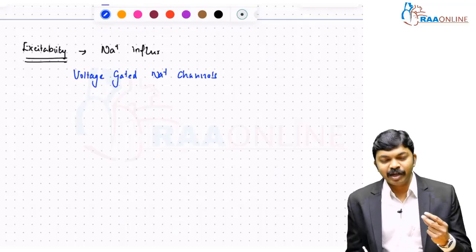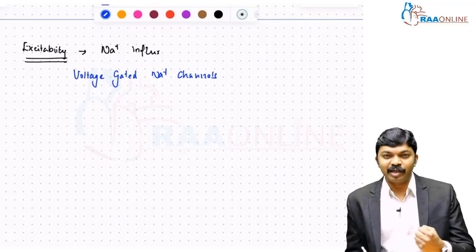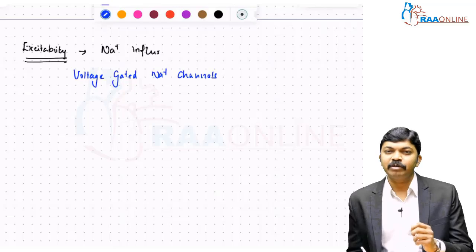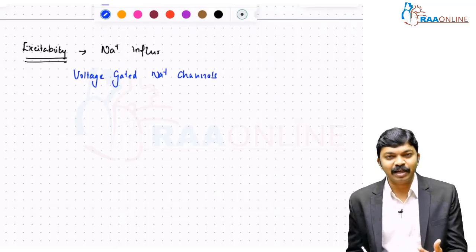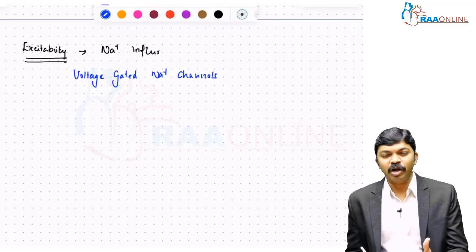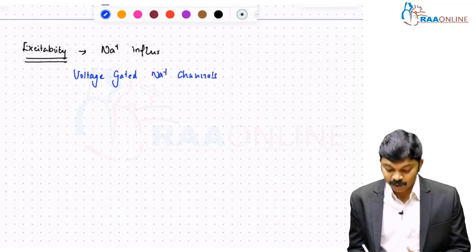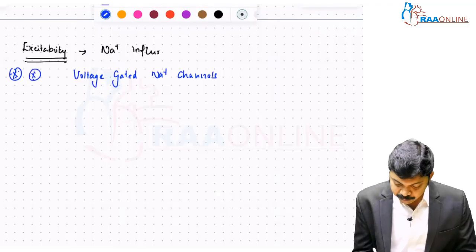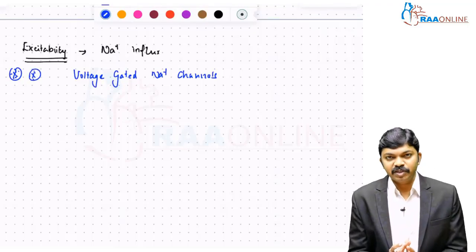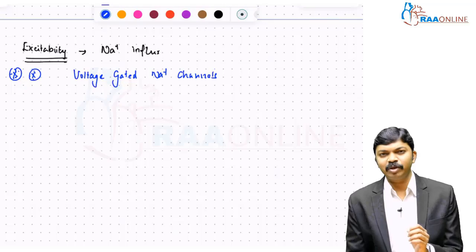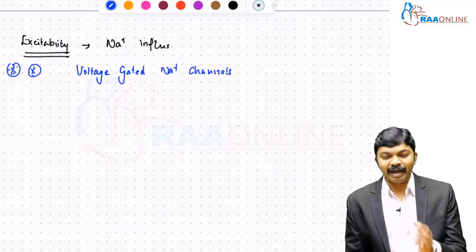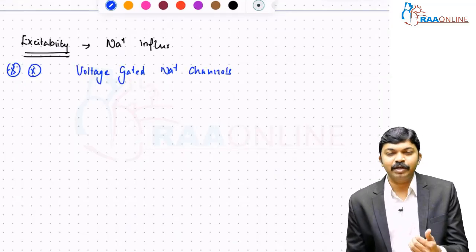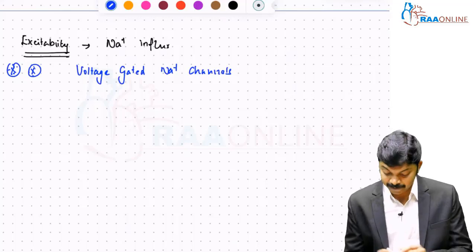If a neuron has to get activated, if a neuron has to turn functional, the neuron must be excited first. And who does that? Entry of sodium. Through what? Voltage gated sodium channel, doctors. The whole neuronal function, brain function, spinal cord function is dependent on this one simple property, where sodium enters through voltage gated sodium channel, causing depolarization of the neurons.